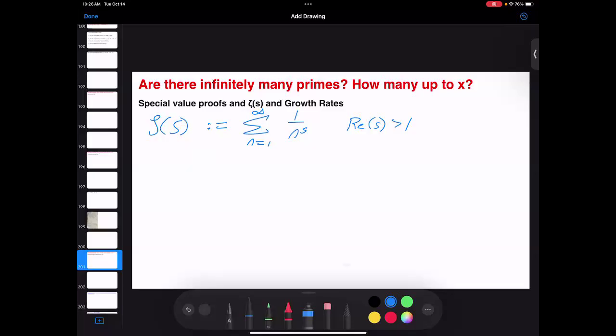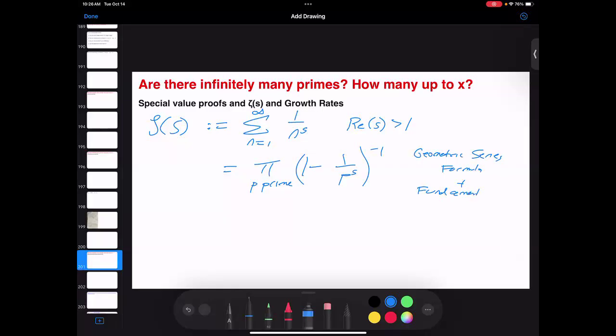It turns out that this equals the product over p prime of (1 minus 1 over p to the s) inverse. It's nice to prove this. It uses the geometric series formula plus the fundamental theorem of arithmetic. And this is called the Euler product, after the famous mathematician Euler.